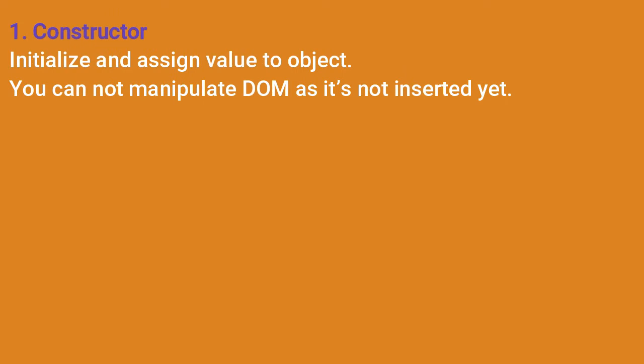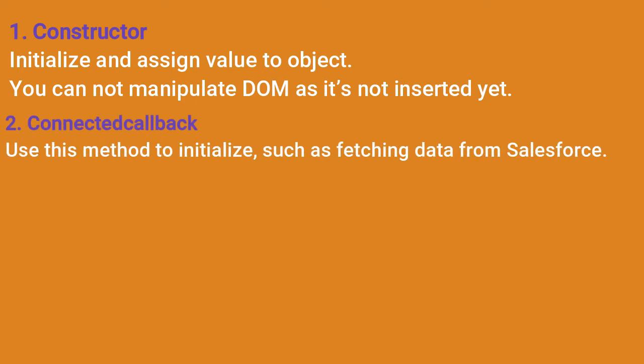So there are around 6 callback methods, of which in this episode I'm covering 4 which are most important. The first method, which is called in the life cycle of the LWC, is the constructor. In the constructor, you can initialize the objects and assign values in the object. You cannot do DOM manipulation in the constructor, as when the constructor is called, the DOM is not inserted in the component. The second callback method is called connectedCallback.